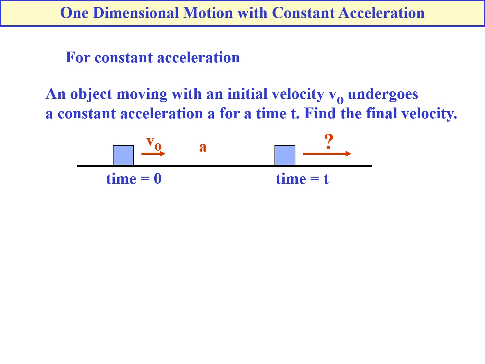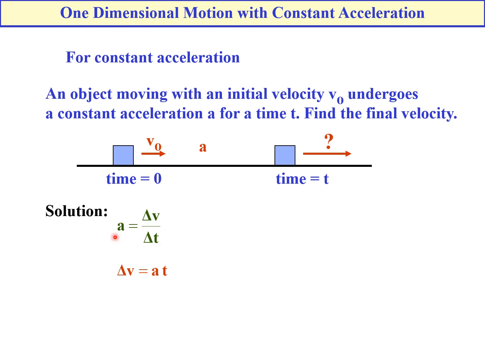The next problem says that an object is moving with an initial velocity v naught, and undergoes a constant acceleration for time t. Find the final velocity. All right, so to find the final velocity, we're going to use the equation acceleration equals change in velocity over time. We're going to rearrange this equation to solve for final velocity.